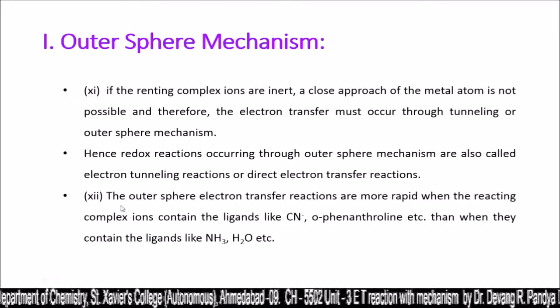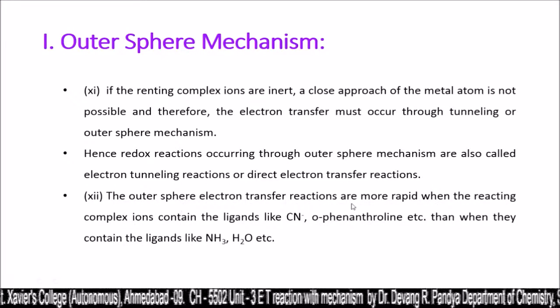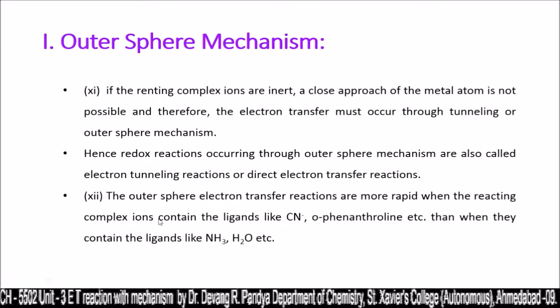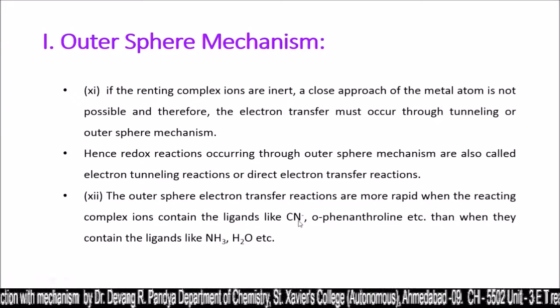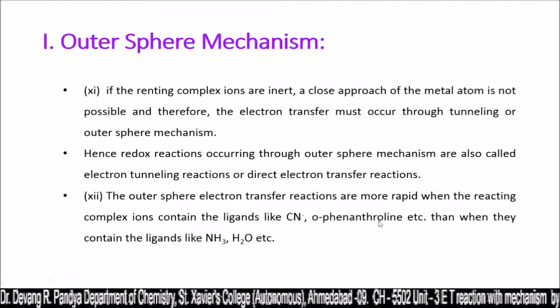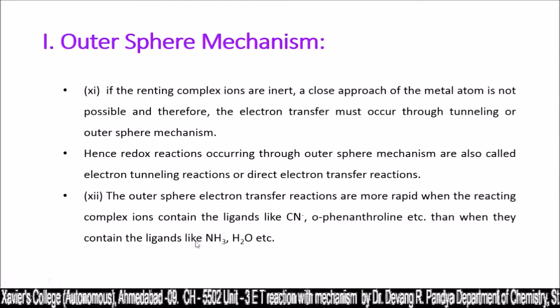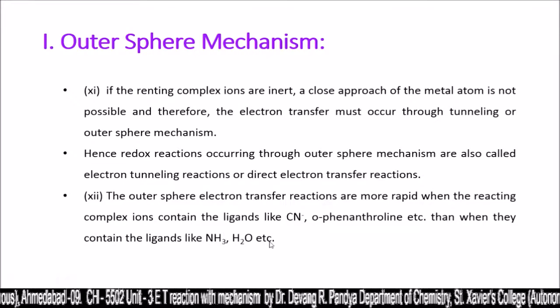12 point. The outer sphere electron transfer reactions are more rapid when the reacting complex ions contain ligands like cyanide, bipyridyl, phenanthroline, etc. than when they contain ligands like ammonia or aqua, etc.